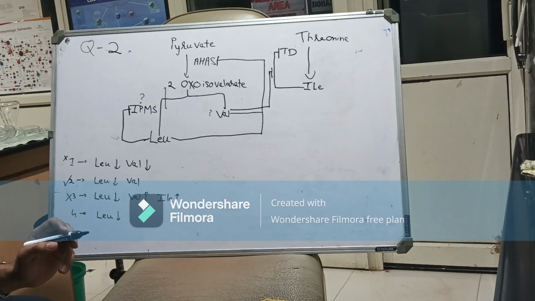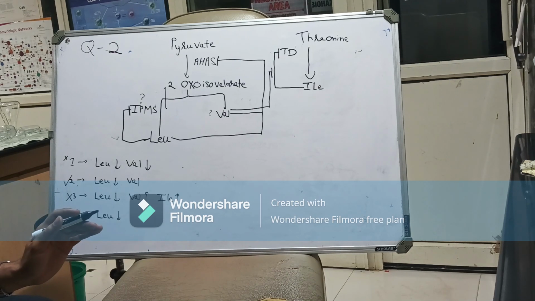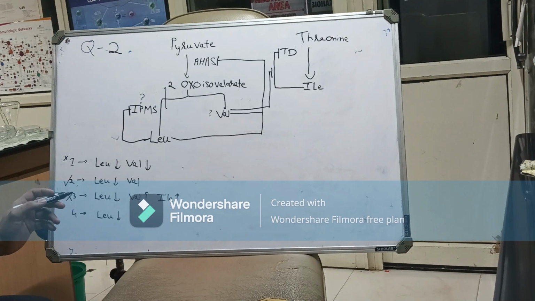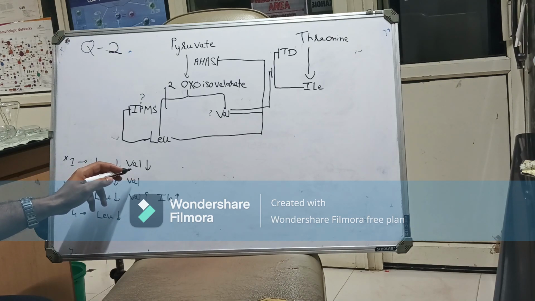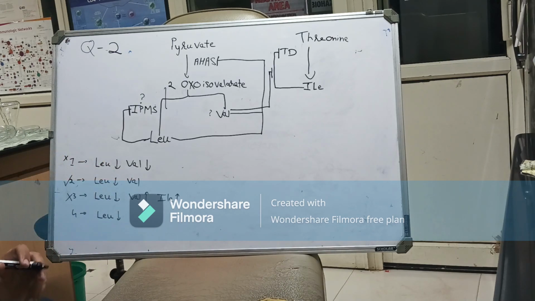Now what about option 4? That only leucine will decrease. That is correct, but out of both, option 2 has more information. That is correct, so we should go with option 2.